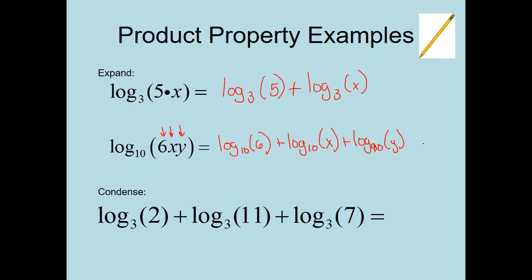So this is going backwards of what we just did, basically. If I have a bunch of addition in the middle, that means ultimately, originally, everything inside of these logs was multiplied. So I can rewrite this as log base 3. Notice there's just one log base 3, and they all have to have the same base for me to condense. This would be 2 times 11 times 7, ultimately. So all I did is just multiply the insides.